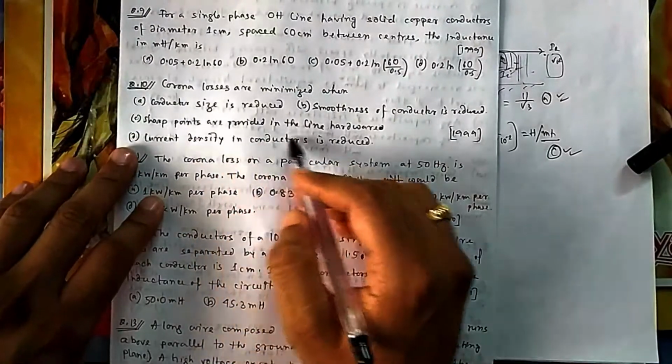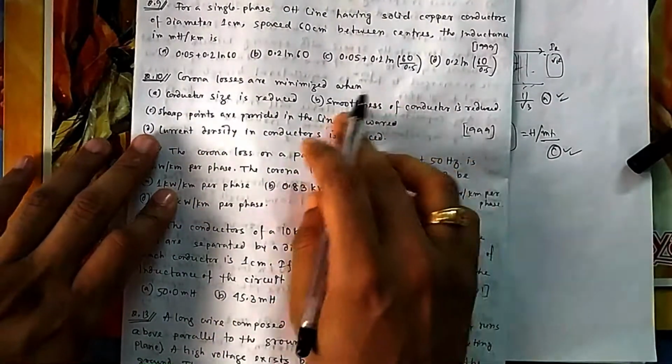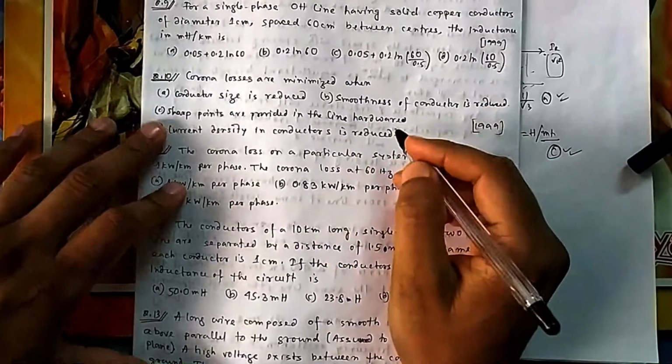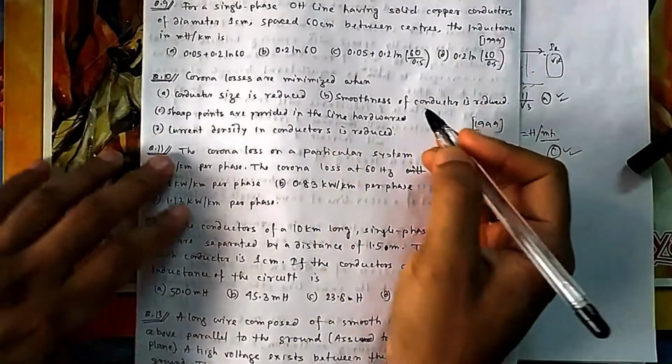The sharp points are provided in the line hardware. It is not okay, because, you can see, it is contradictory to this one. It is the same thing. Reducing smoothness and giving sharp points will also increase the electric stress.